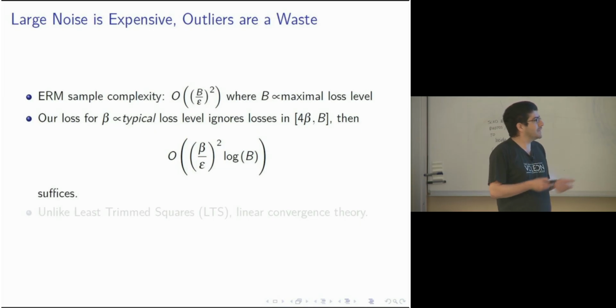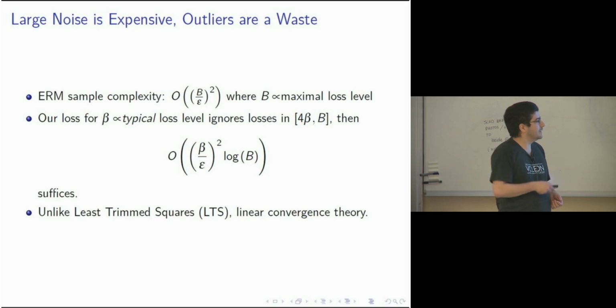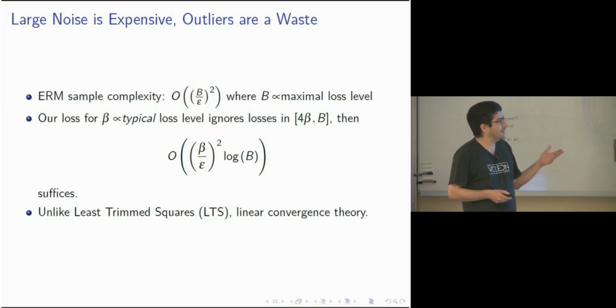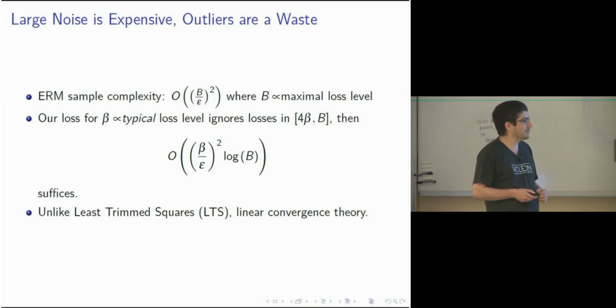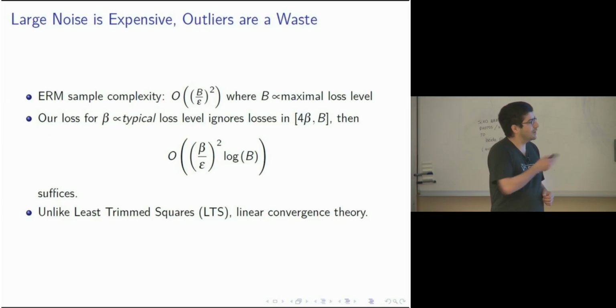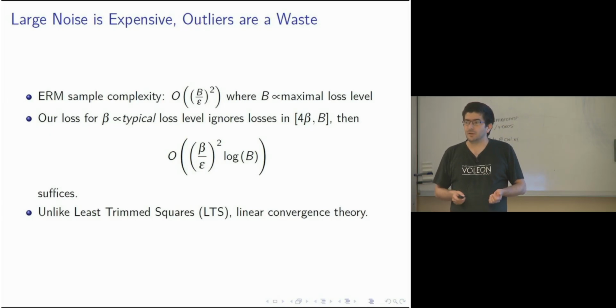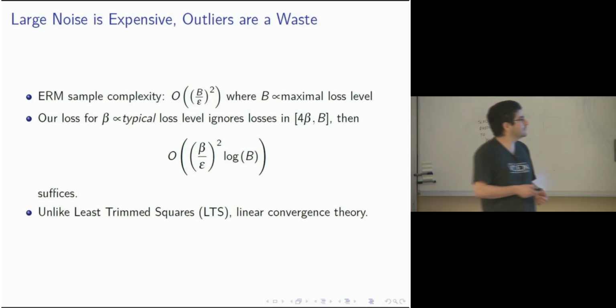We get that essentially by ignoring losses that are much larger than this beta, which is pretty similar to what happens to least trimmed squares, which is a robust estimation technique from the 80s. Our theory applies also to least trimmed squares, and we also show that for this new estimator we have linear convergence, so the algorithmic story is also better.